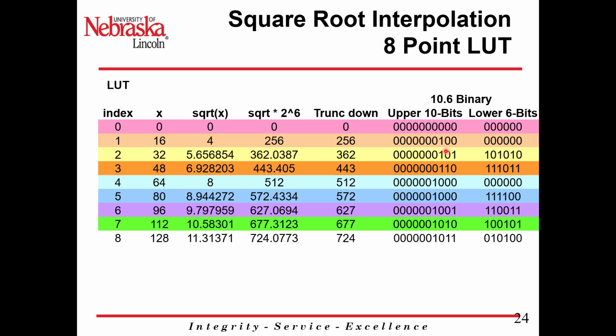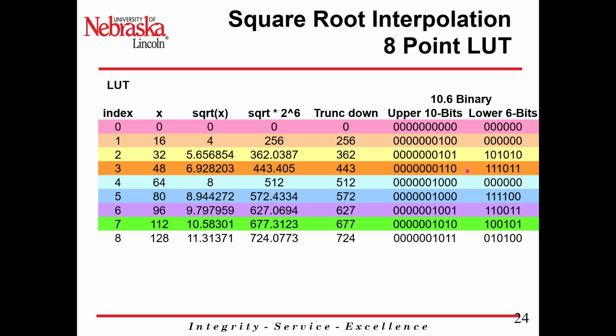So this is actually 4 in 10.6. And then this one, 5.656. So we have 5 in the whole portion and the fractional portion, just by truncating it down to 362 and converting that to decimal.